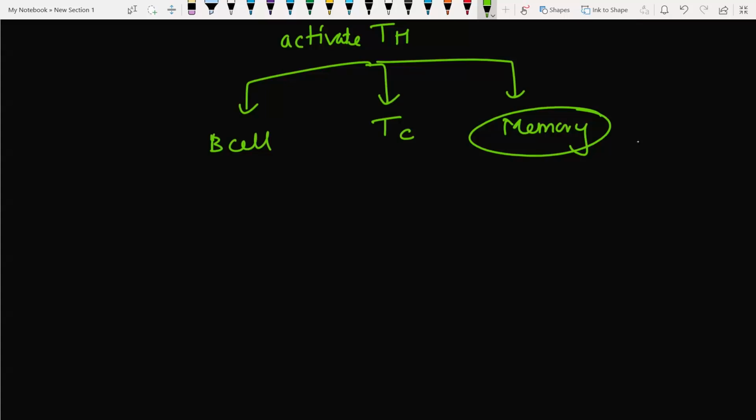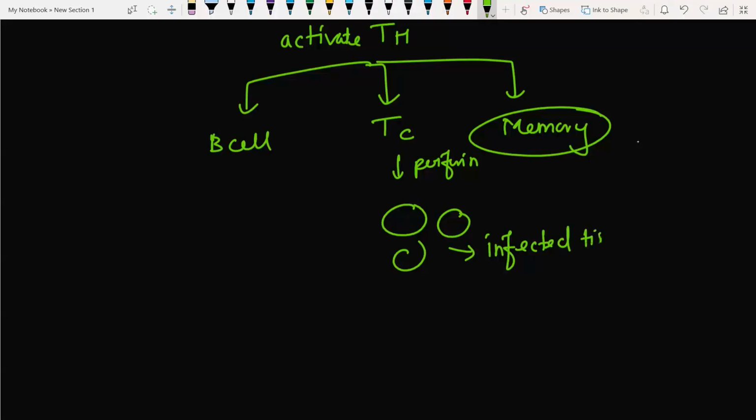So the T cytotoxic cell, as we have discussed earlier, will release the perforin, which will kill your normal tissue which is infected. The infected tissue is killed. And of course, the B cell will differentiate into plasma cells, and also it will form memory.